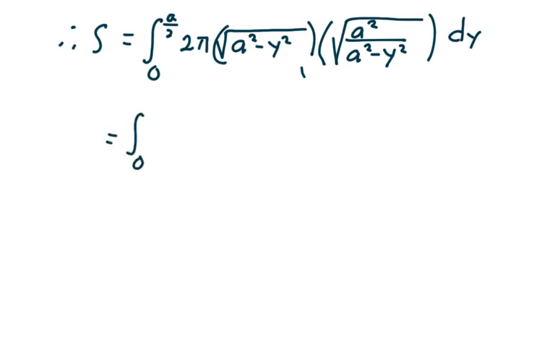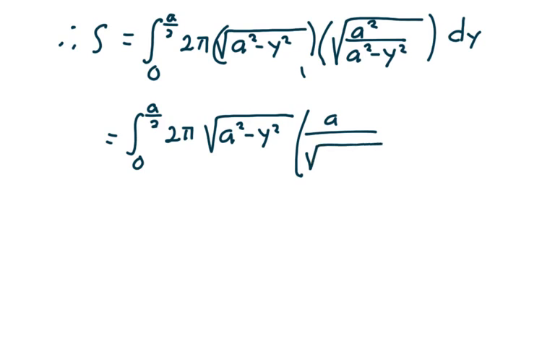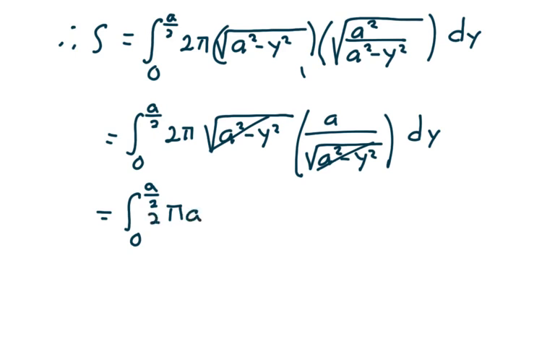So this is the integral from 0 to a over 2 of 2 pi times the square root of a squared minus y squared times, now remember, a is non-negative. So this is a over the square root of a squared minus y squared dy. So it simplifies really nicely. Notice how the square root of a squared minus y squareds cancel, and we get the integral from 0 to a over 2 of 2 pi a dy.